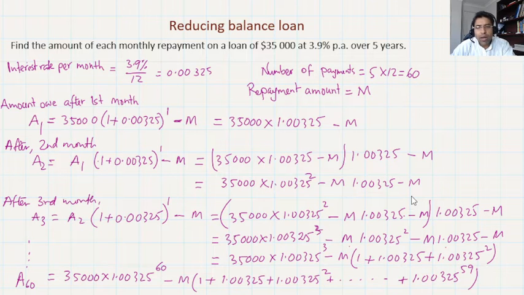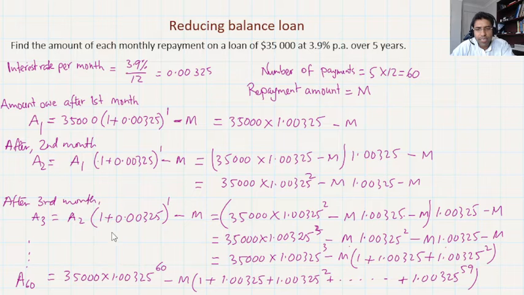Now after the third month, what happens? Again you apply the same formula. Whatever you owe after the second month comes with that interest, minus another payment, and that's the amount you owe after the third month. Again, you substitute a2 in here, put it exactly as it is, minus M, and expand it. You can see it's going to be a cube, then a square. And if I take M as a common factor, it comes to 1 plus 1.00325 plus 1.00325 squared.